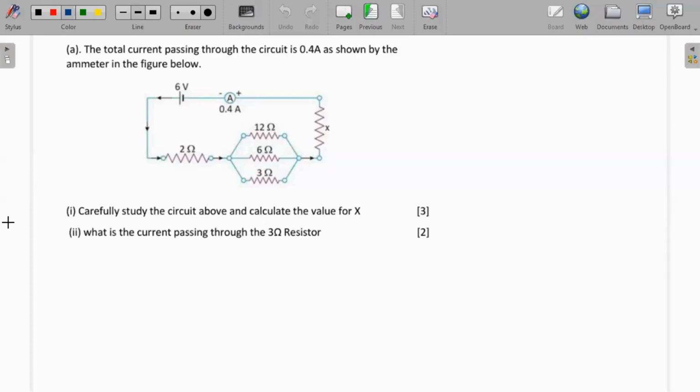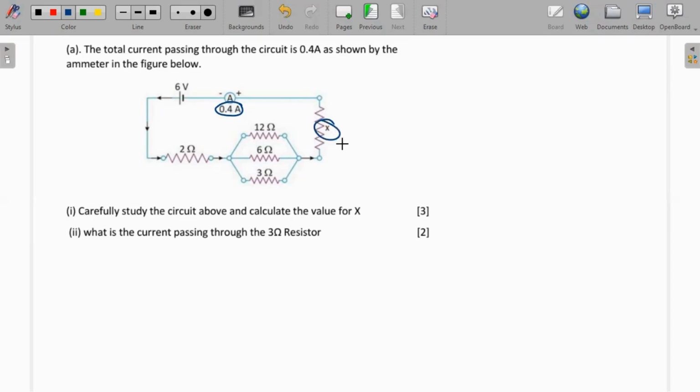So this question reads, the total current passing through the circuit is 0.4 amps as shown by the ammeter in the figure below. So this is the current that is passing through the whole circuit. Now the question reads, carefully study the circuit above and calculate the value of X. So this is the same question as before, right? They want us to find the value of X.